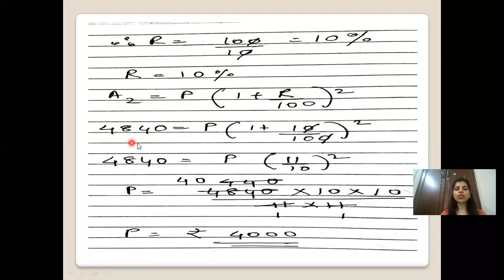So now substitute the value: 4840 is equal to P bracket 1 plus 10 upon 100 raised to 2. 0 0 gets cancelled. You equate the denominator here, so multiply numerator and denominator with 10. 10 plus 1 is 11 upon 10 you get inside raised to 2. Now you take this to the other side as you want to find the value for principal. So 4840 into 10 upon 11 into 11. Now you can cancel this with 11, so check for it.